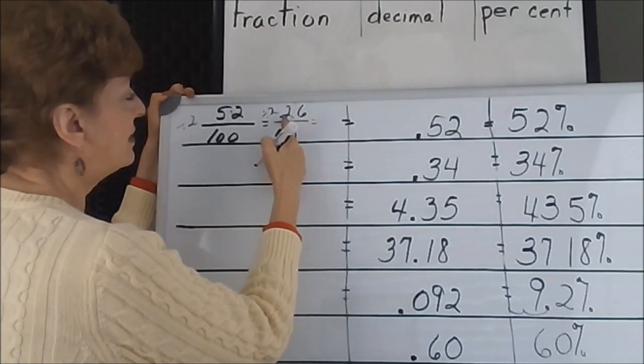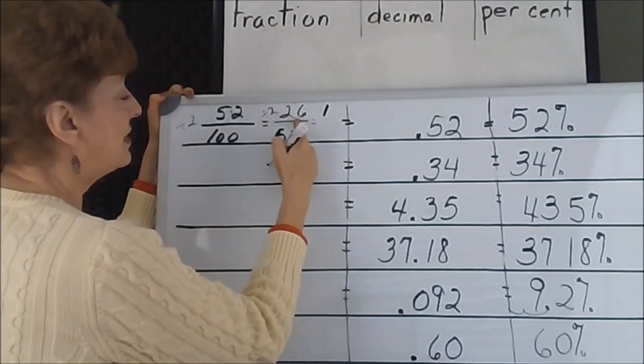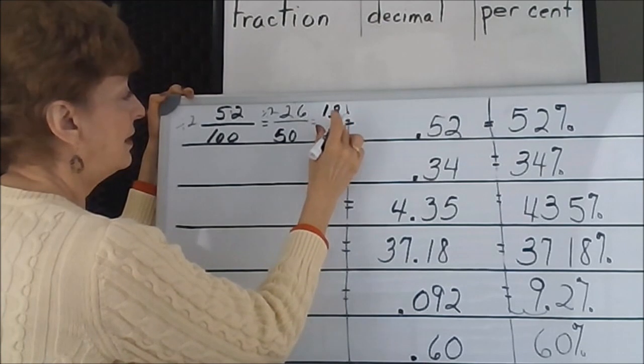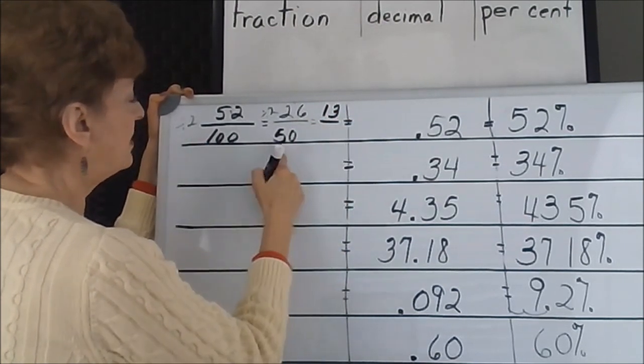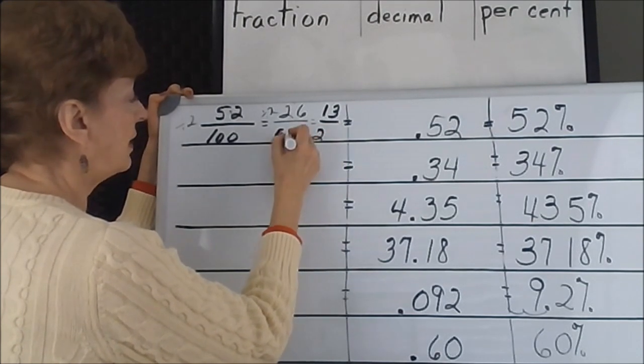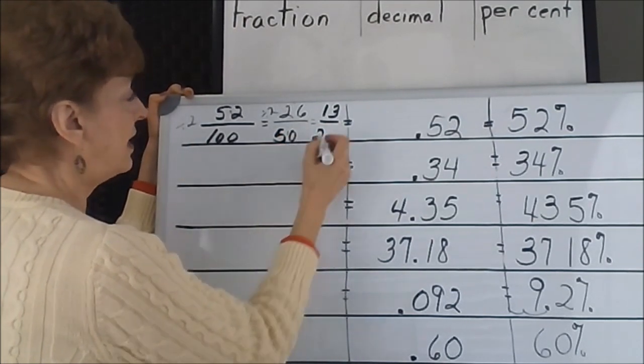2 divides into 2 once. 2 divides into 6 3 times. And 2 divides into 50. Okay, 2 divides into 5 2 times with 1 left over. 2 divides into 10 5 times.